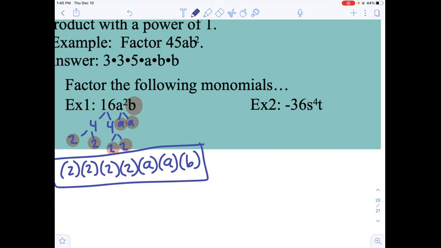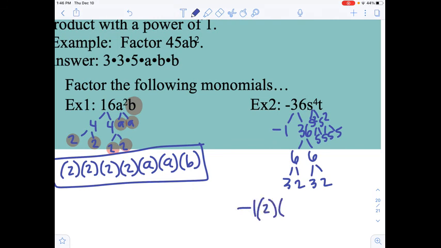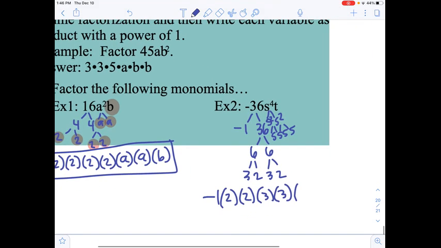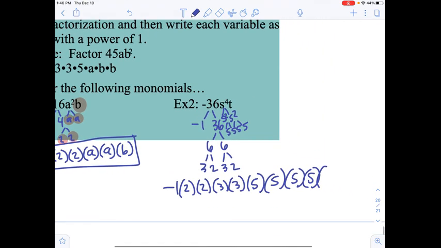Okay, then we have negative 36 s to the 4th times t. So negative 36 can be broken down into negative 1 and 36. This can be broken down into 6 times 6, which can be broken down into 3 times 2, 3 times 2. And then s to the 4th would be 4 s's, and then a t. So I would write this as negative 1 times 2 times 2 times 3 times 3, and then times s times s times s times s times t.